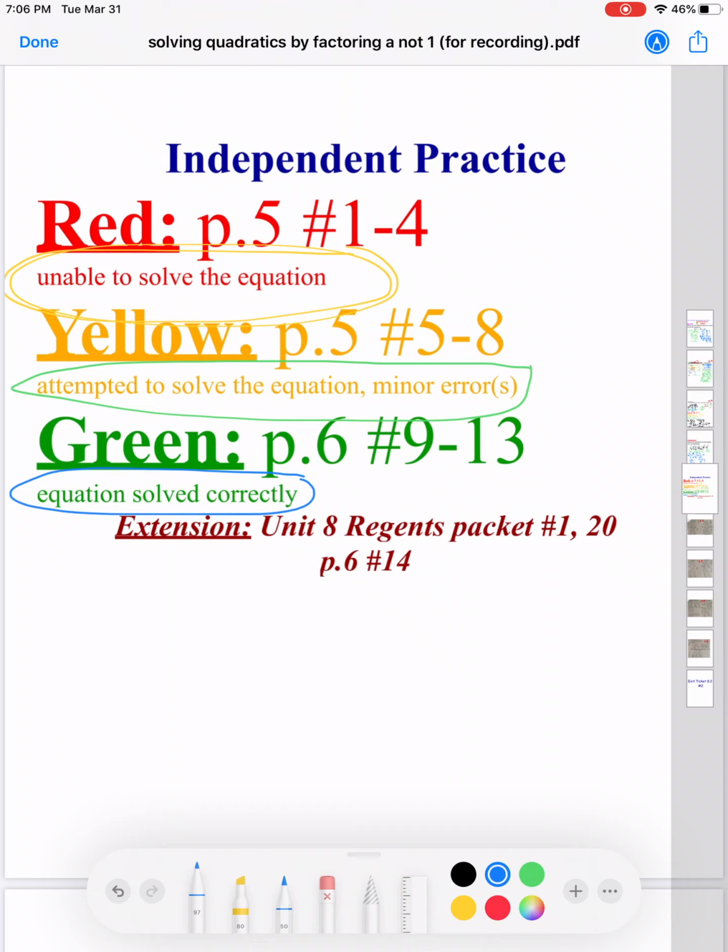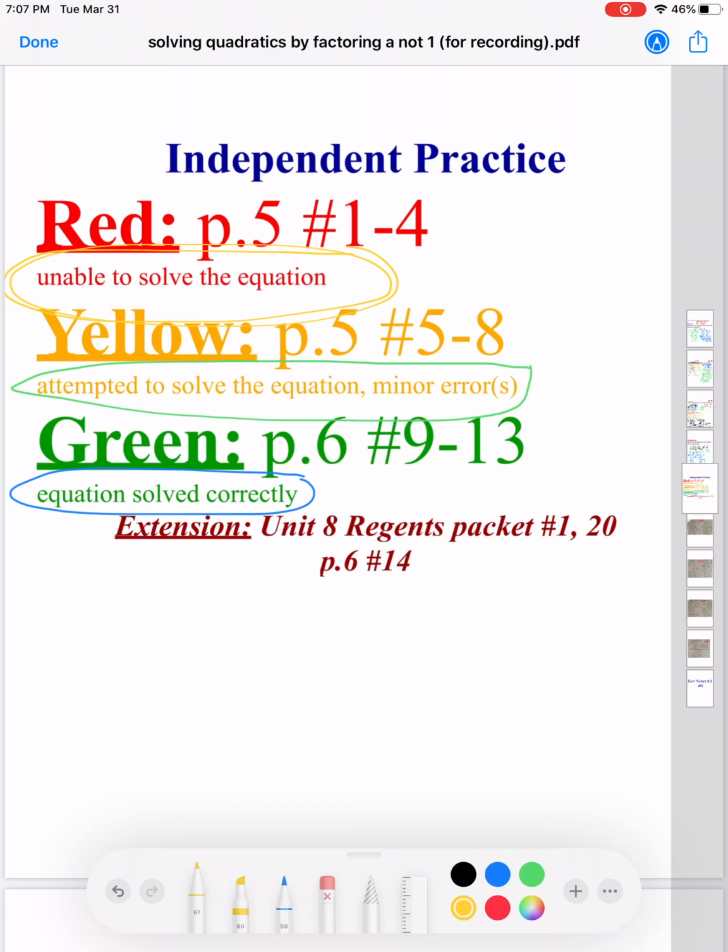So again, you'll notice that for independent practice, in order to get your full credit, if you're going to choose to start with red, you need to do the red and the yellow problems. If you're going to start with yellow, we want you to do yellow and green. And if you're going to start with green, I would like you to do green and the extension.